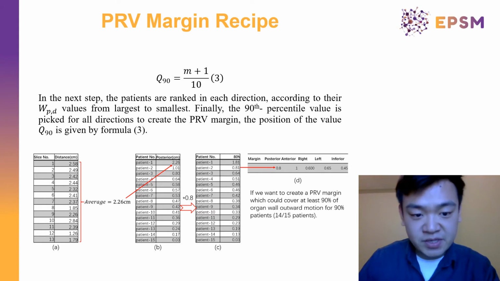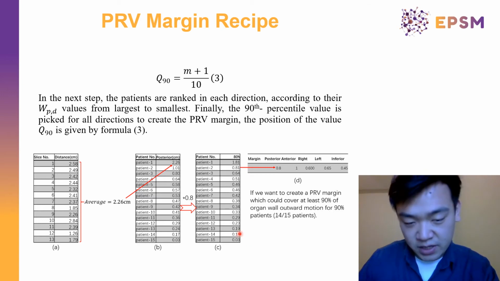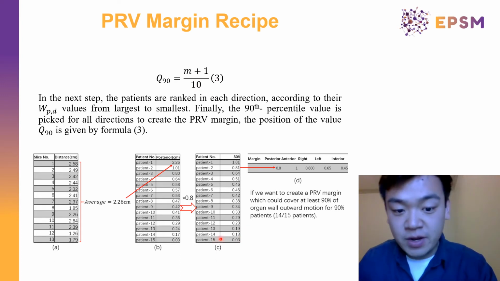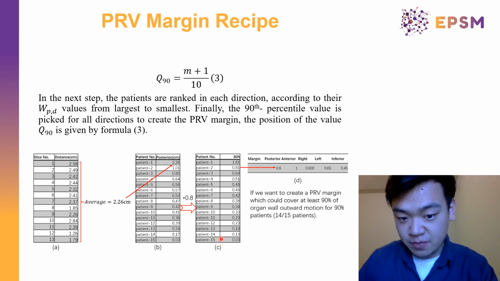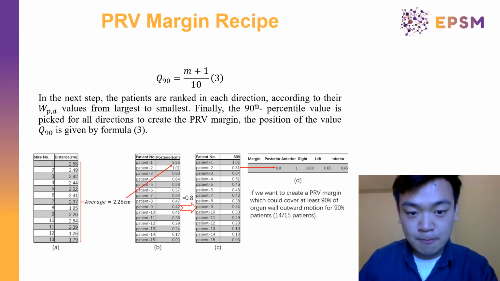In the next step, the patients are ranked in each direction according to their W values from the largest one to the smallest one. And finally, the 90th percentile value is picked up for all directions to create the PRV margin. The position of the value Q is given by the formula over here. So in this example, the Q value is going to be 1.6, which is approximately equal to 2. So we're going to pick the second value over here to be our margin width.